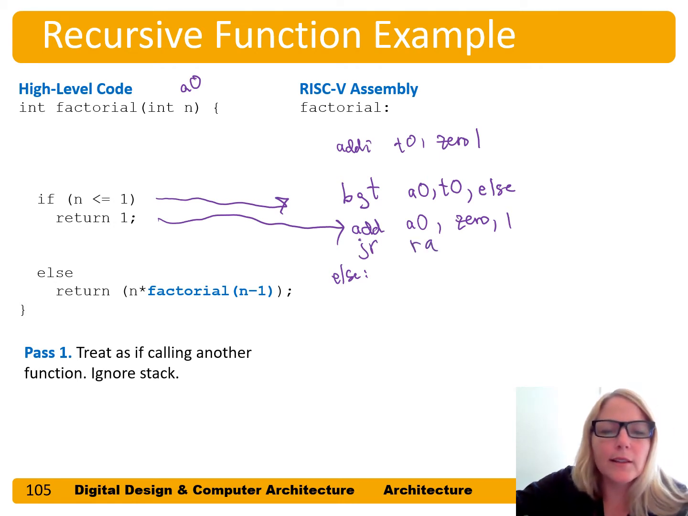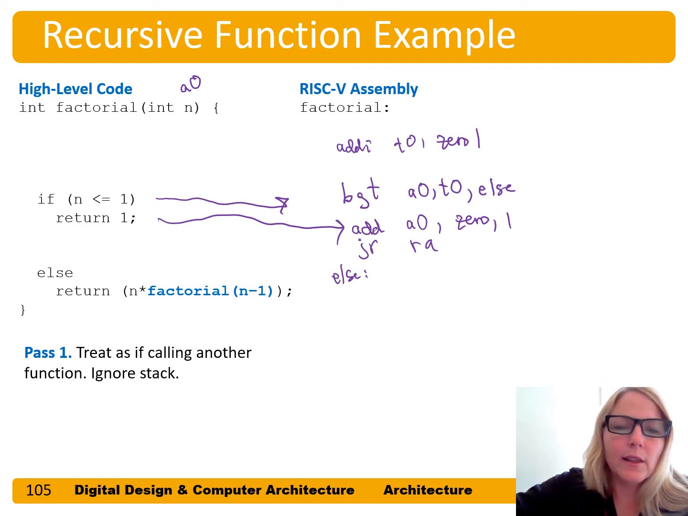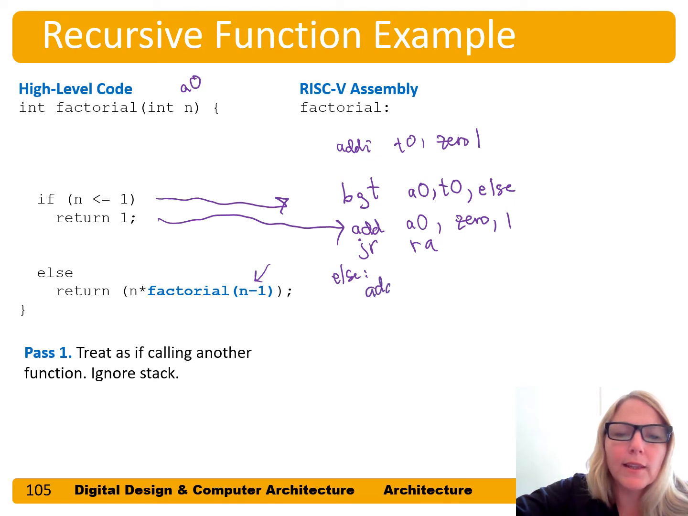Okay, so now let's do the else block of code. Now this wants to return n times factorial of n minus 1. So first we have to make that call. We have to call factorial of n minus 1. So first we're going to decrement n: addi A0, A0, minus 1. And now we're going to call factorial. Call it again with that new argument, n minus 1.